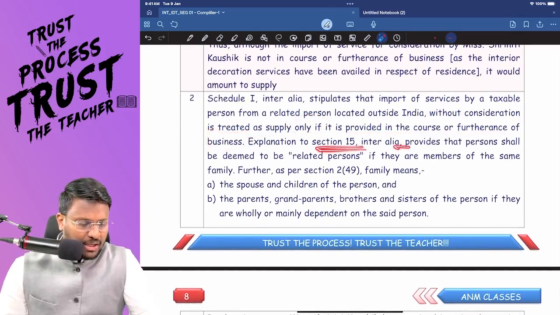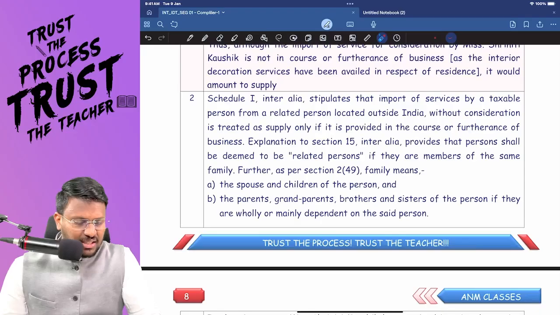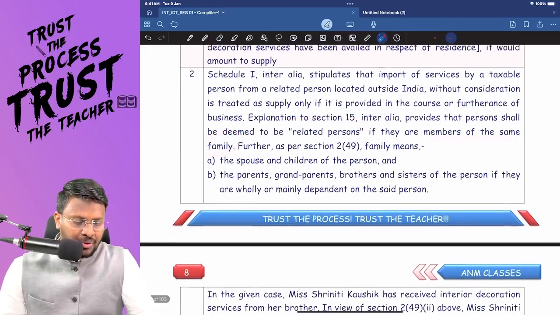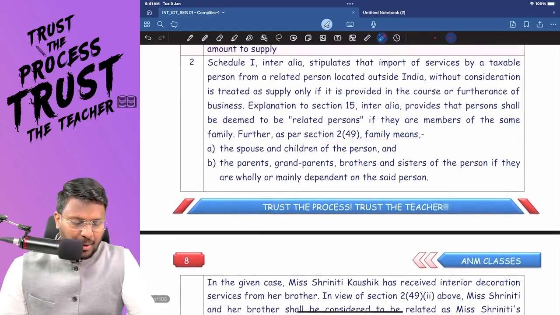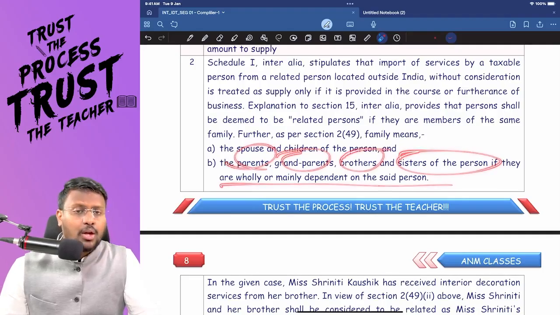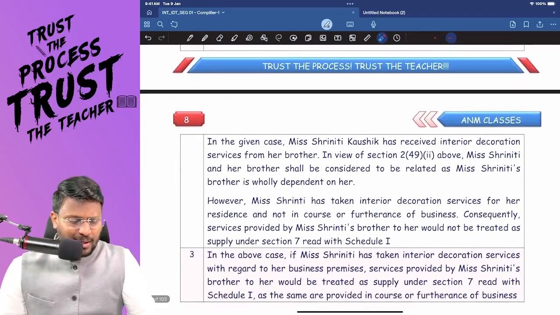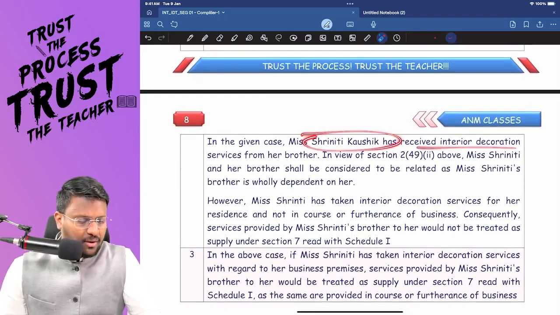Explanation to section 15 inter alia provides that persons shall be deemed to be related persons if they are members of the same family. Further, as per section 2(49), family means the spouse and children of the person, and parents, grandparents, brothers and sisters of the person if they are wholly or mainly dependent on the said person. In the given case, Ms. Srinidhi Kaushik has received interior decoration service from her brother.